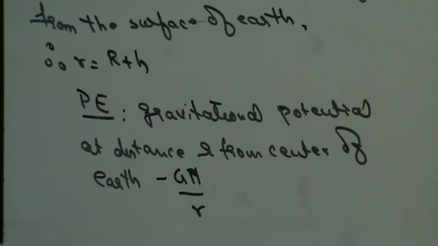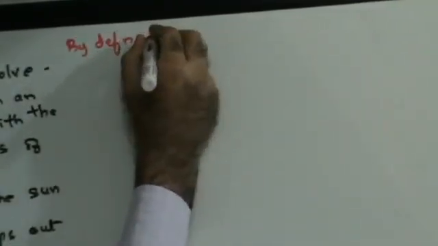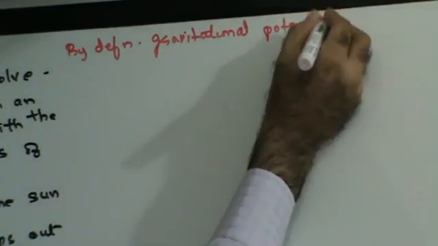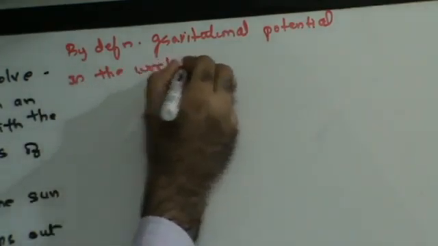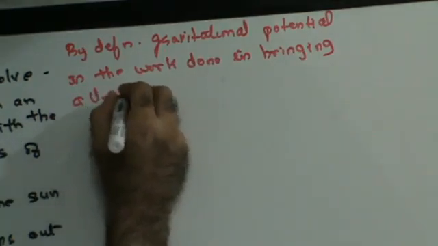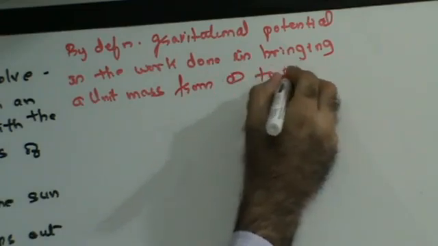Now in that case, I can say by definition, the work done in bringing a unit mass from infinity to this point in the gravitational field of the Earth is the gravitational potential. So by definition, the gravitational potential is the work done in bringing a unit mass from infinity to a point in the gravitational field.